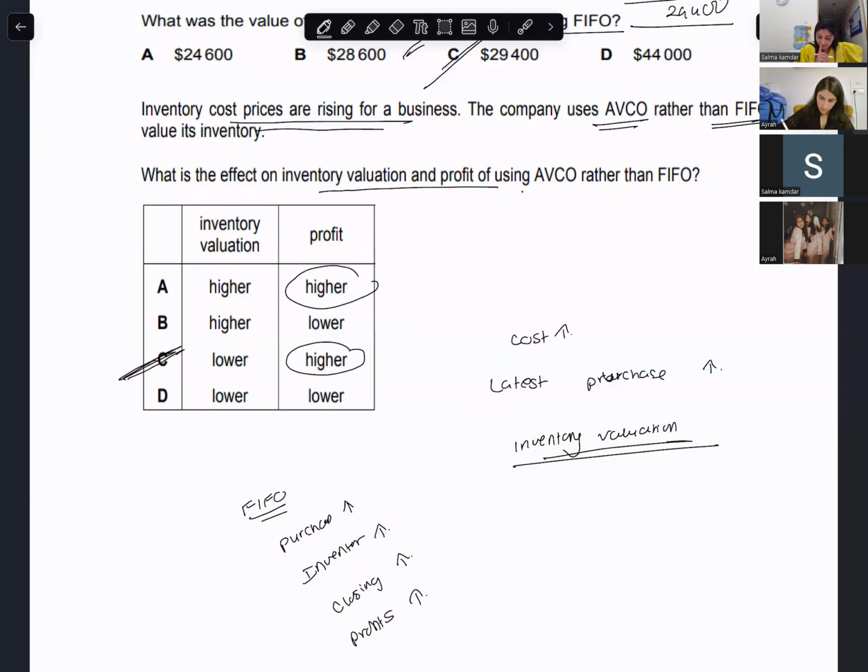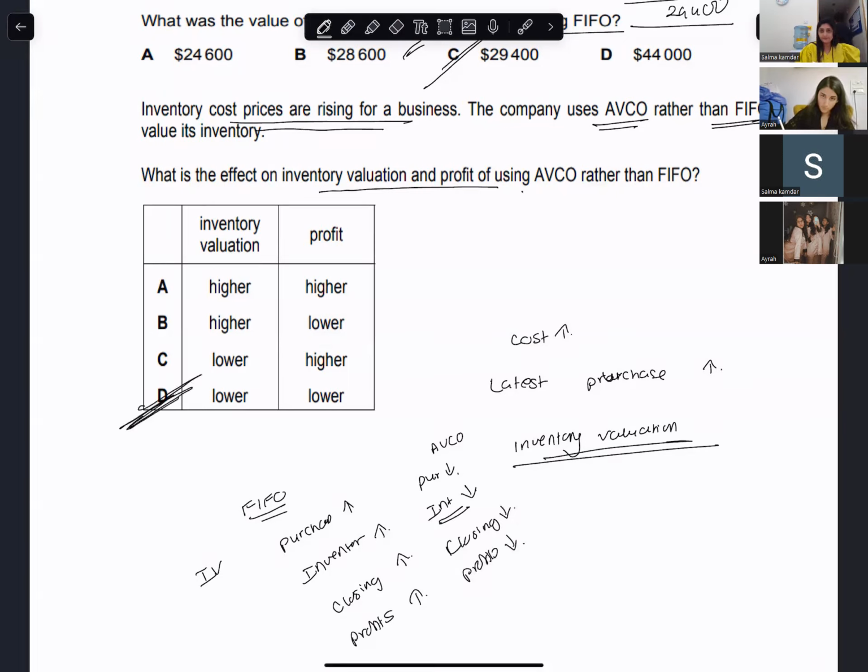Inventory valuation will be at a lower price when you do AVCO. When you're doing AVCO, you're averaging the price. So inventory valuation will be at a lower price. So closing inventory would be lower. Closing inventory represents income, so profits would be lower. Option D.